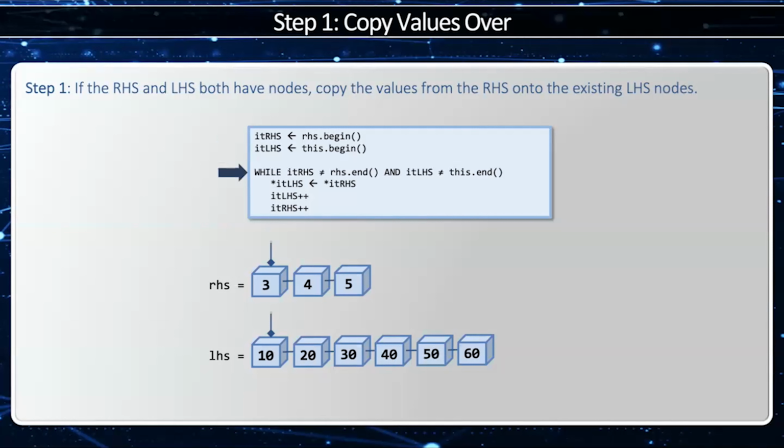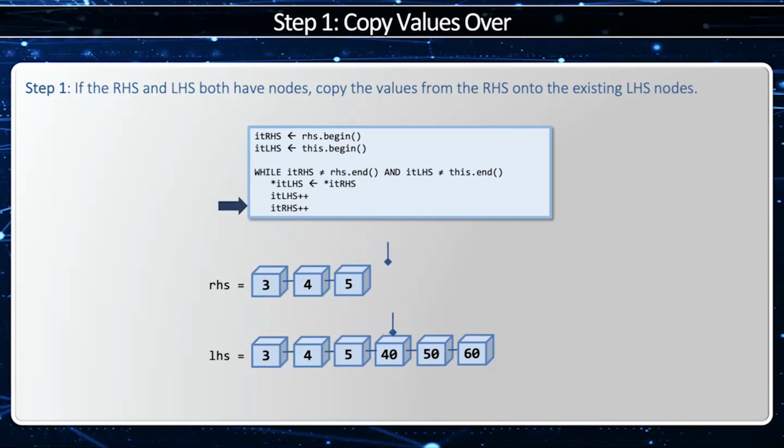And then while the right-hand side and the left-hand side both are not the null iterator, then I will copy the value over. So 3 will go on top of 10, and then I'll advance both iterators. From here, I go back. Both iterators are not null. I will copy the value over. So 4 goes on to 20, and then I'll advance both iterators. Now, once again, I'm going to copy 5 onto 30, and I'm going to advance both iterators.